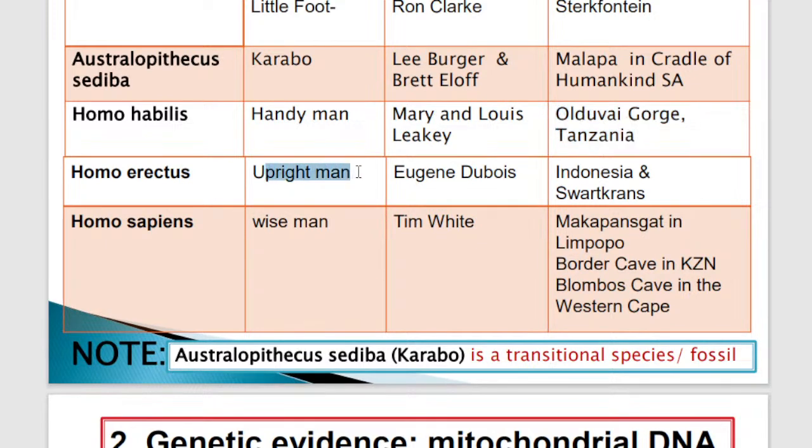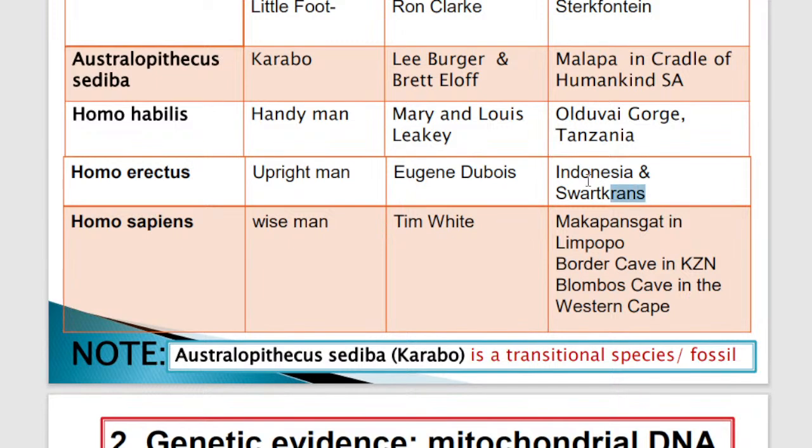Then Homo erectus. Erectus, when you are erecting, meaning that you are upright. Homo erectus, the upright walking man. That's the meaning of Homo erectus. Erect comes from the word upright. Something must be upright. What is upright? The body. Yes. So these ones, they were discovered in Indonesia.